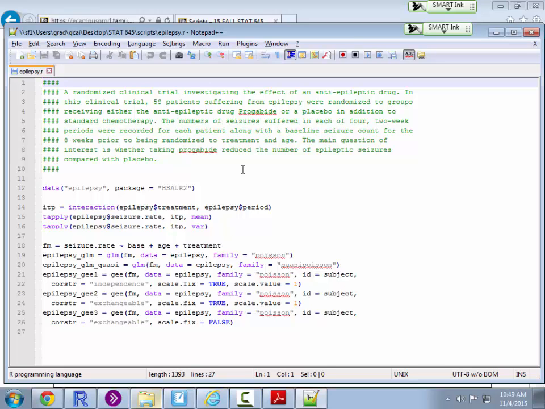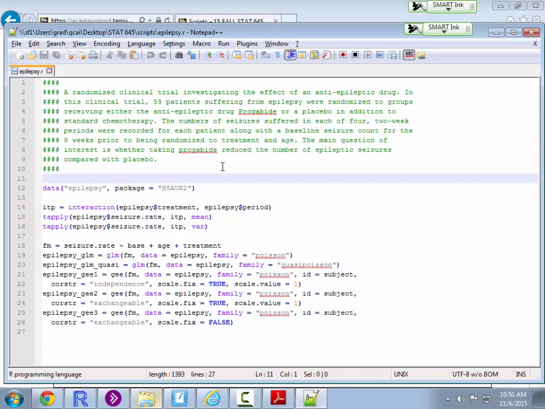and control got a placebo in addition to standard of care. Our response is the number of seizures in 2-week periods. We have 4 2-week periods, so we have 4 time points for each individual. We also have a baseline seizure count for the 8 weeks before the study started.